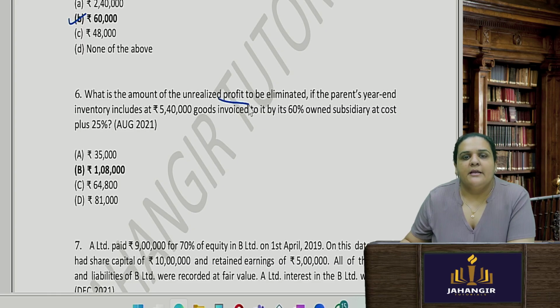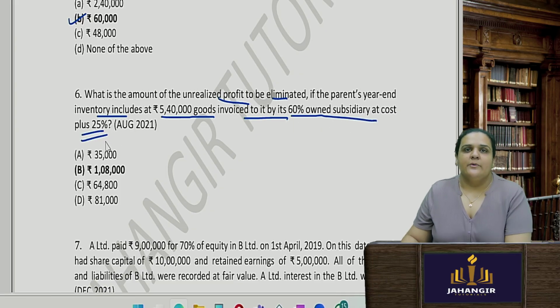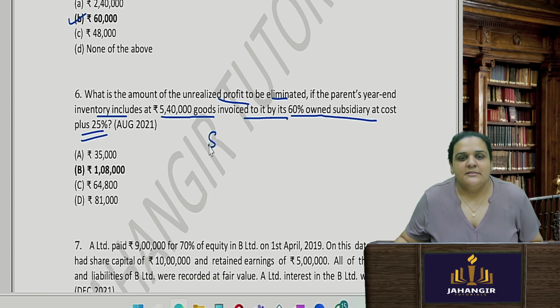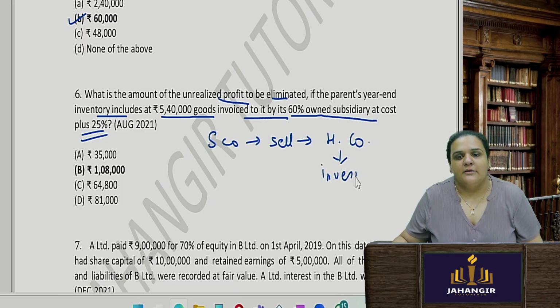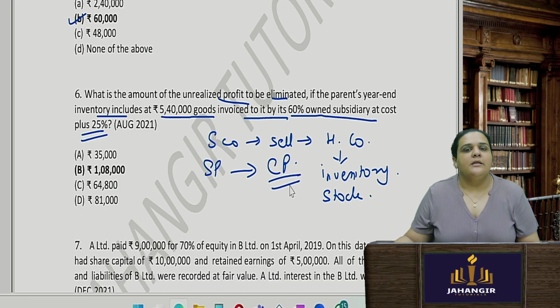What is the amount of unrealized profit to be eliminated if the parent's year-end inventory includes rupees 5,40,000 goods invoiced to it by its 60% owned subsidiary at cost plus 25%? Means what is happening is, subsidiary company is selling goods to the holding company, and holding company has that goods in its stock, in its inventory. They have purchased it from subsidiary. So subsidiary company is selling, holding company is going to purchase. So selling price for subsidiary company is going to be the cost price for the holding company.